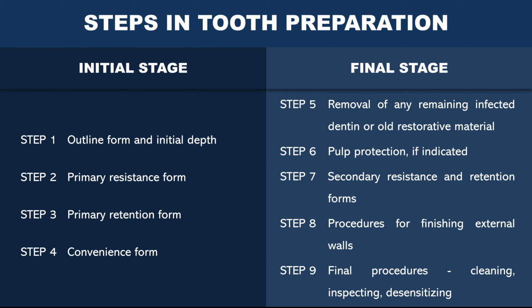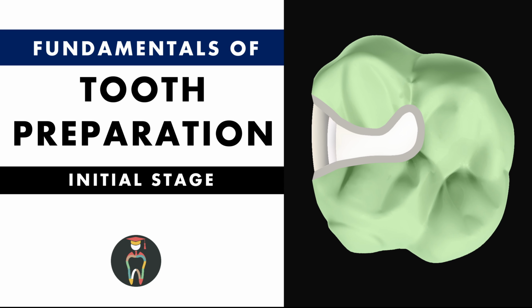In the initial stage, there are four steps: outline form and initial depth, primary resistance form, primary retention form and convenience form. In the final stage, there are five steps: removal of any remaining infected dentine or old restorative material, pulp protection if indicated, secondary resistance and retention forms, procedures for finishing external walls, and final procedures like cleaning, inspecting and desensitizing the tooth preparation. In this presentation, we will see in detail about the initial stage of tooth preparation.